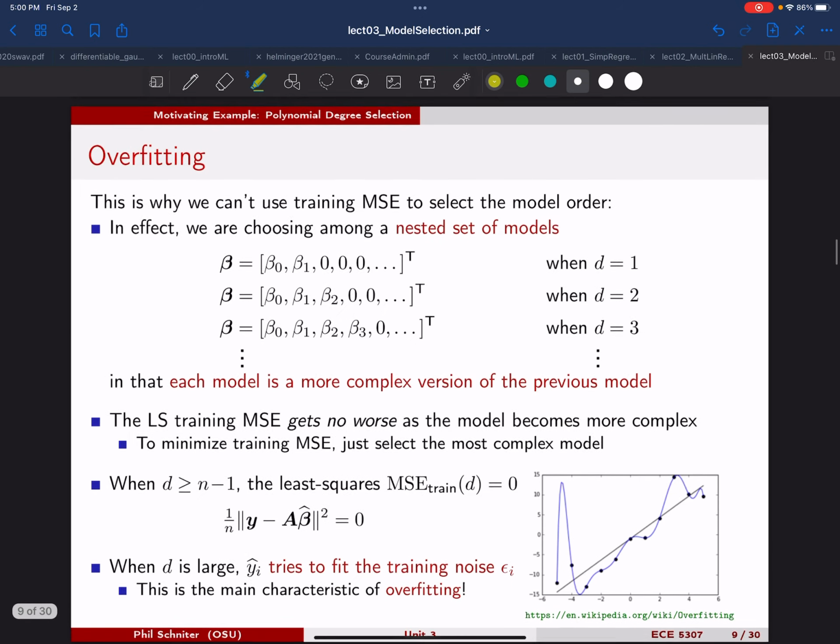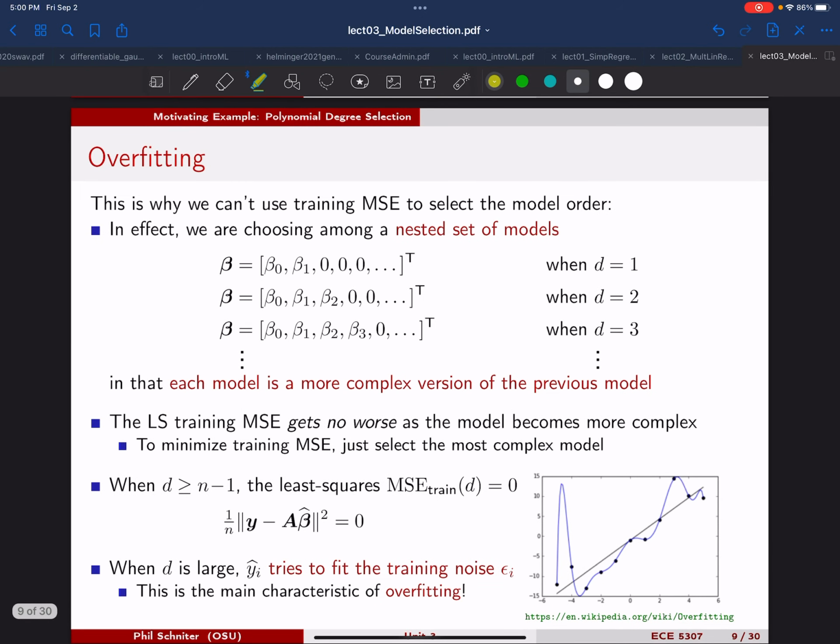So you might say, well, is there a way I can explain what's going on? One way you can think about this is to think about how the models relate to each other as you change the model order. So we can think of it this way. When you have a model order of 1, you're fitting beta 0 and beta 1 only, which is sort of like if you have a beta with 15 values, but you force all of these ones to be 0.